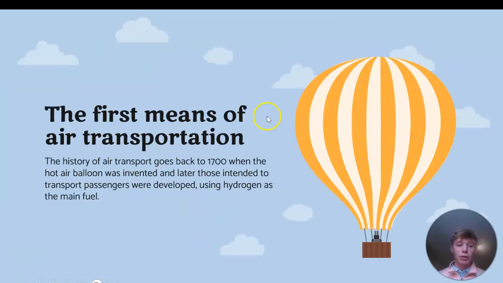And the last means of transportation is air transportation. It goes all the way back to 1700, when the first hot air balloon was invented, intended to transport passengers and using hydrogen as the main source of fuel. Obviously, tragedies such as the Hindenburg and others led to decreased reliance on natural gases to operate these hot air balloons. But nowadays we have planes and helicopters and other things like that to transport passengers.